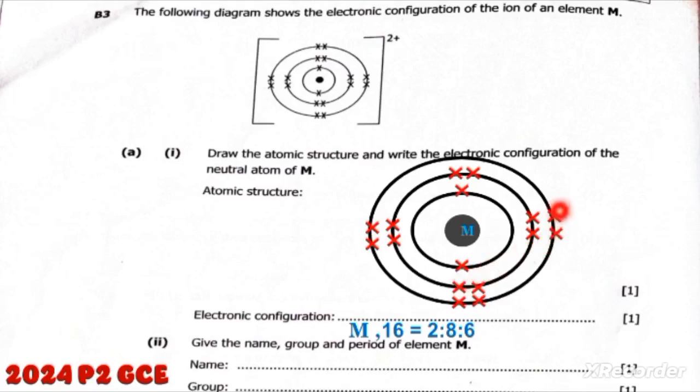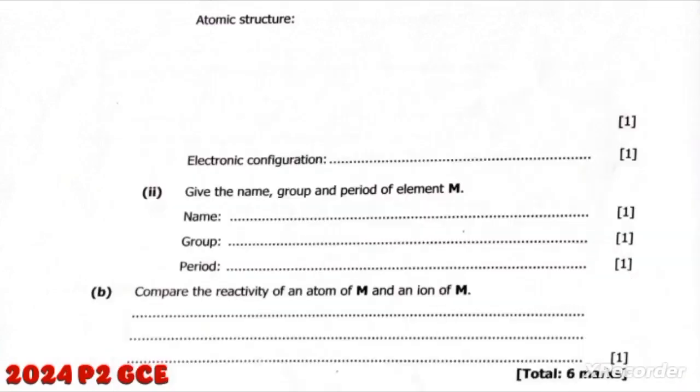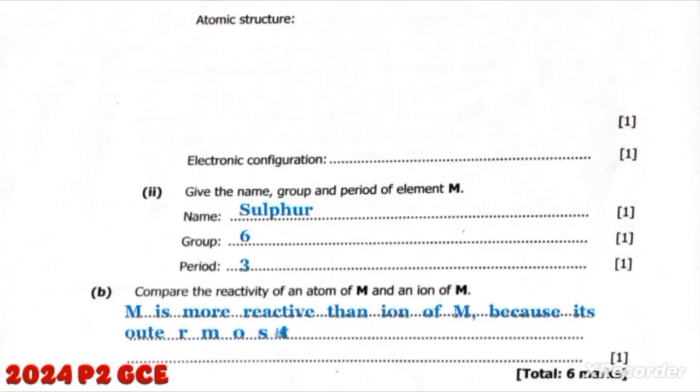So the one with 6 electrons in the outermost shell will be more reactive than the one with 8 electrons in the outermost shell. So therefore we are going to say M is more reactive than ion of M because its outermost shell is not completely filled up.